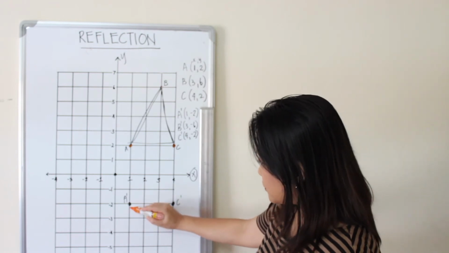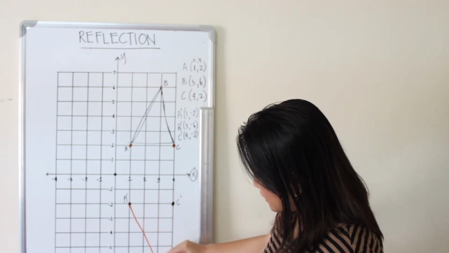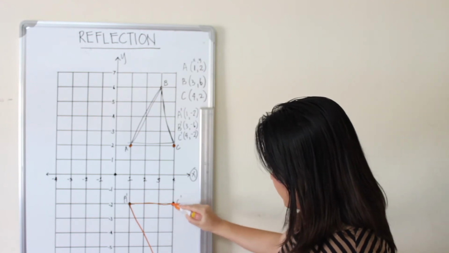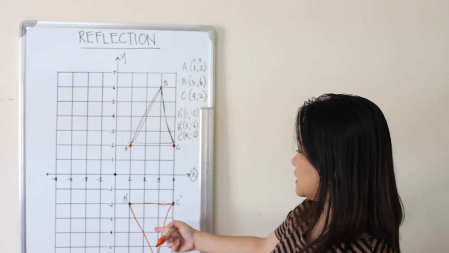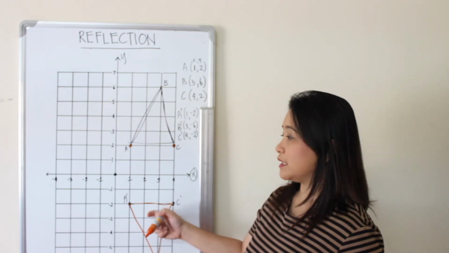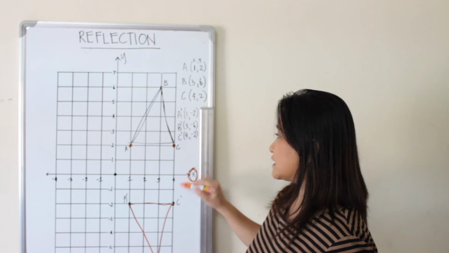After that, we have to connect the lines together. A, B, and C right there. So this is the reflected image along the X-axis.